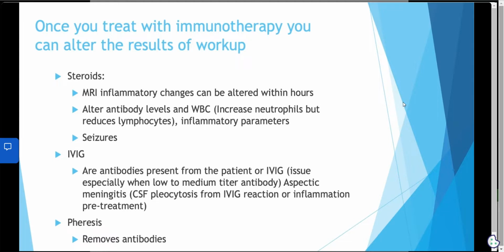In addition, IVIG can cause aseptic meningitis. So if you do a lumbar puncture after someone has had IVIG, it's unclear then if those white blood cells you're seeing are because of the inflammation that existed before IVIG or are an effect of the IVIG.